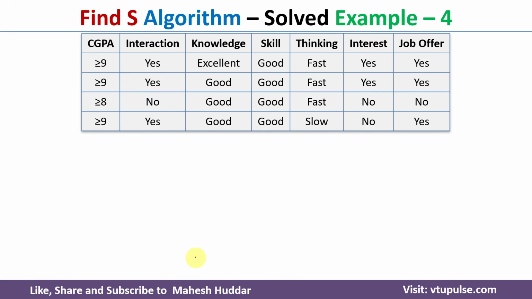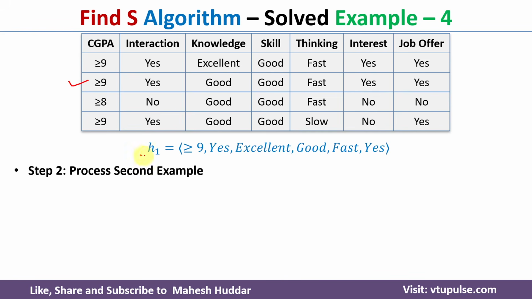Now we move to the second training example. This is the current hypothesis and this is the second example. First we need to check whether the second example is a positive example or not. In the job offer it is a yes, which means that the second example is a positive example, so we need to process it. So we compare the hypothesis with the second example attribute wise. If you look at the CGPA and interaction, in the hypothesis and in the second example, both the values are the same, so we will not do anything, we will keep them as they are.